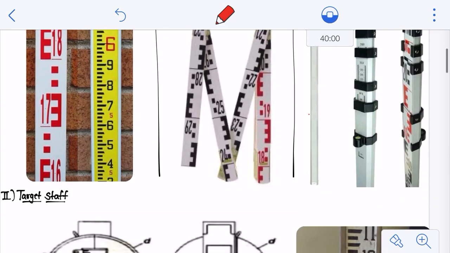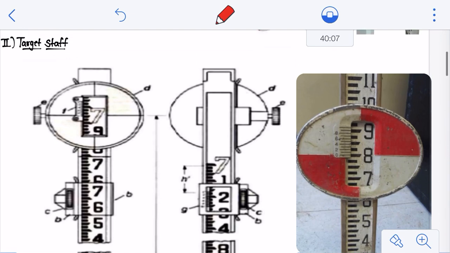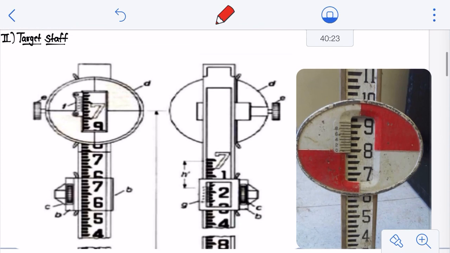The next one is your target staff. The difference between your regular staff and the target staff is that here the readings should be read by the target man, the man who is holding this staff, and not the instrument man. That's the basic difference. I'm not going to discuss more of this because you only need some form of information about it.